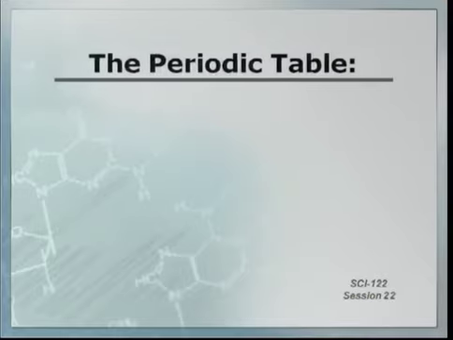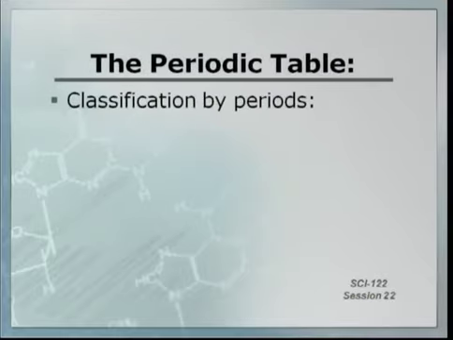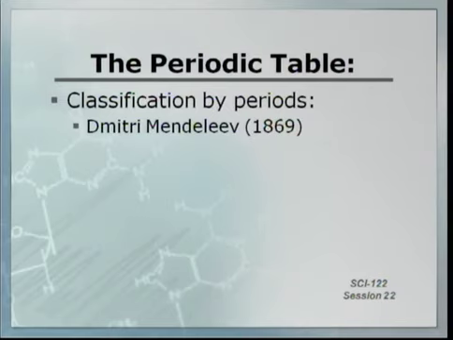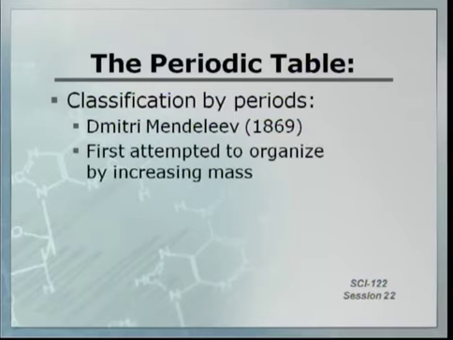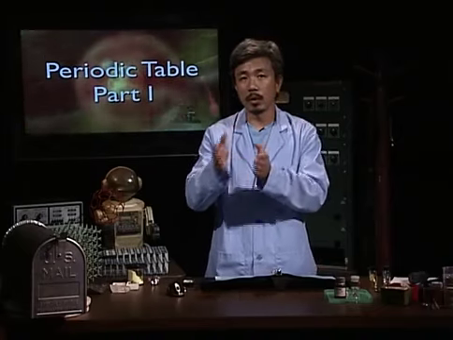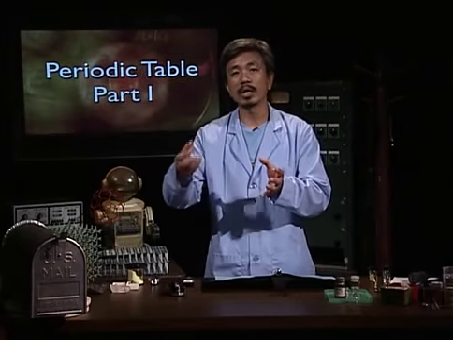By looking at the periodic table, we find that we can classify them by what we call periods. This started off with a Russian chemist by the name of Dmitri Mendeleev back in the late 1800s. He first attempted to organize the elements by increasing mass. Basically, he put the lightest elements first, and then slowly put in order elements of increasing mass.